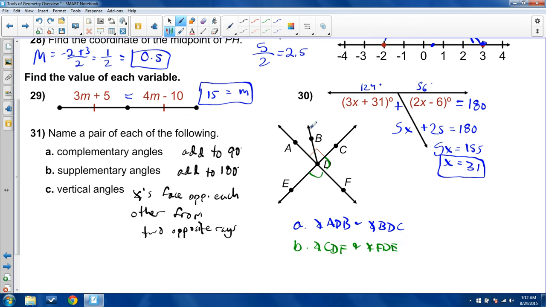Let's get a pair where neither are 90 though. Because this ray draws through some of these, let's take a look at this one. Angle CDB, and boom, right there, angle BDE. Those two add to 180 as well.